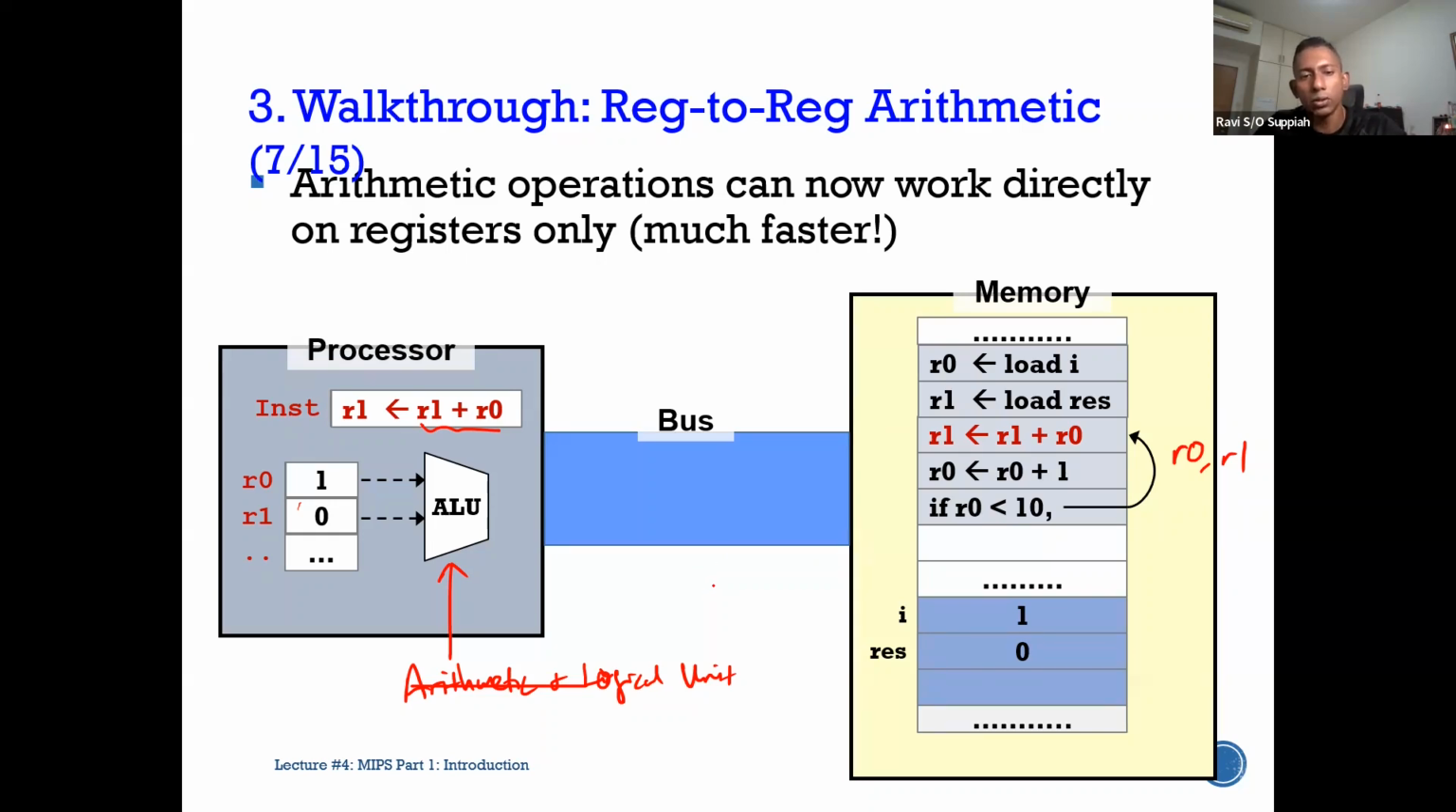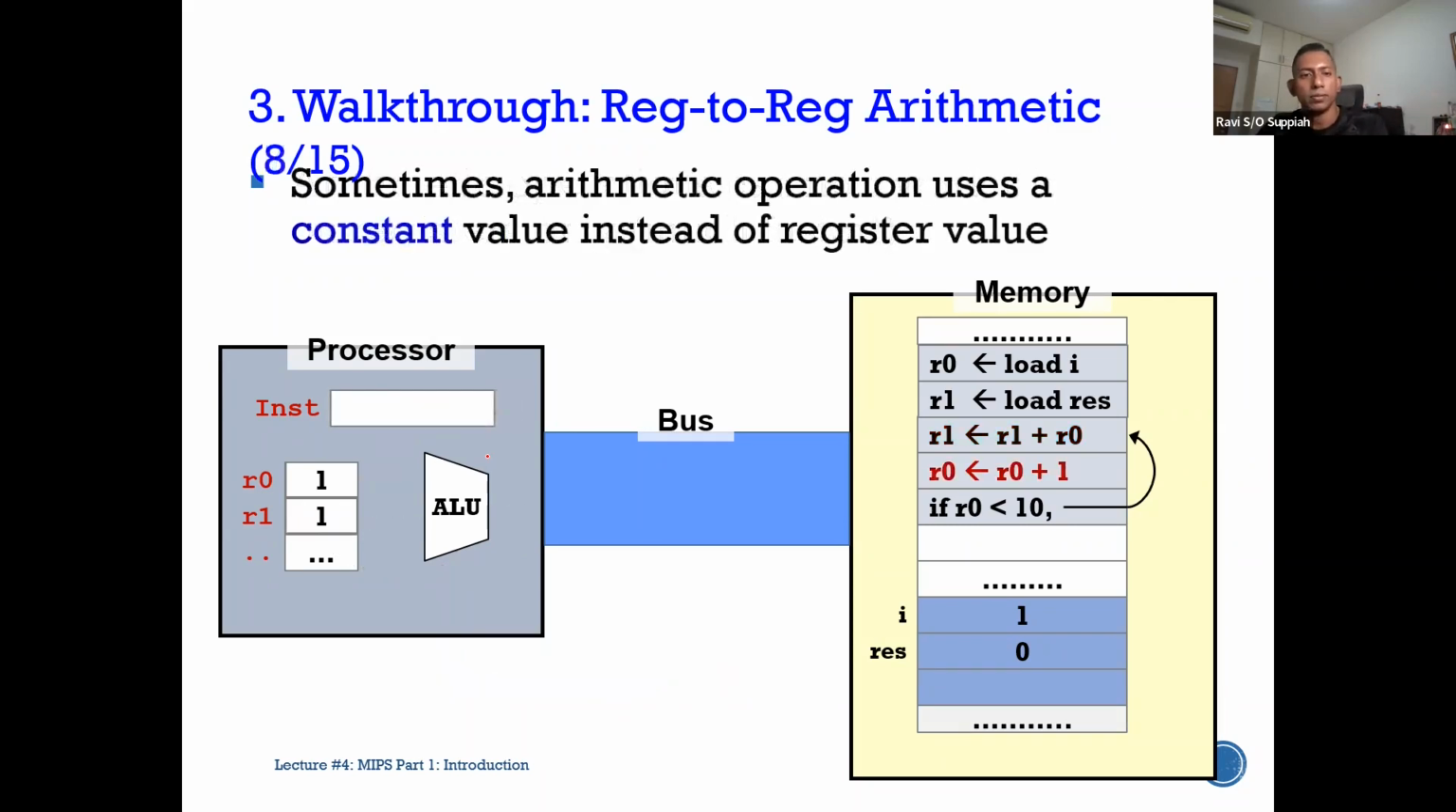So this ALU is the one that is supposed to perform this addition. Once it does the addition, it generates a result and puts the result back into R1, because that is what the instruction is telling the processor to do: take R1, take R0, do the addition and put the result back into R1.